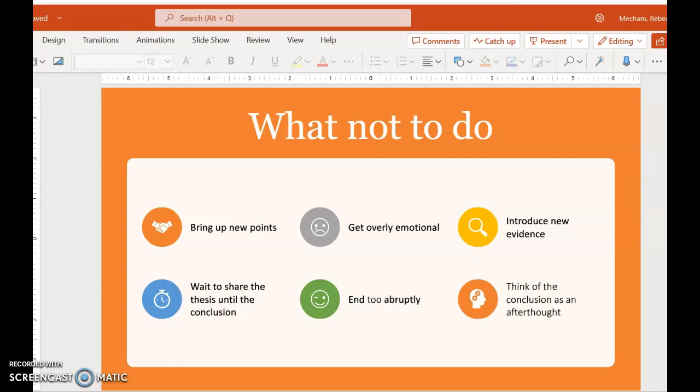Number one, do not bring up a new point, okay? If you're bringing up a new point, you're not done with your paper, have that as another paragraph, and then your conclusion is another paragraph. So I have here, don't wait to share your thesis until the conclusion. That is a strategy that is actually advocated in one of the textbook chapters. So I'm not going to say, I think it is hard to do, though. I will say that. So I'm going to leave that on here.